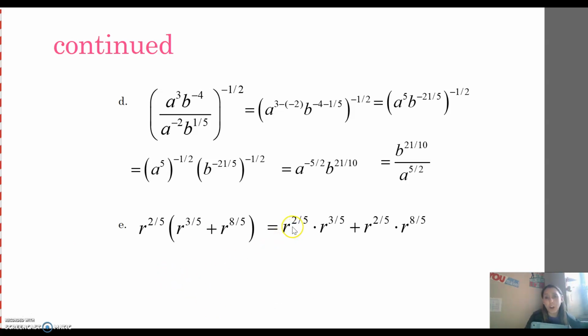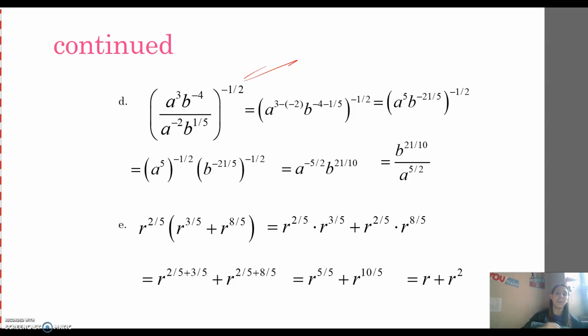Okay, so we're going to do r to the 2/5 times r to the 3/5 plus r to the 2/5 times r to the 8/5, which gives us, now it's working, r to the 2/5 plus 3/5 plus r to the 2/5 plus 8/5. Then we end up with r to the 5/5 because 2 plus 3 is 5, and r to the 10/5. We need to simplify those, and we end up with r plus r squared.